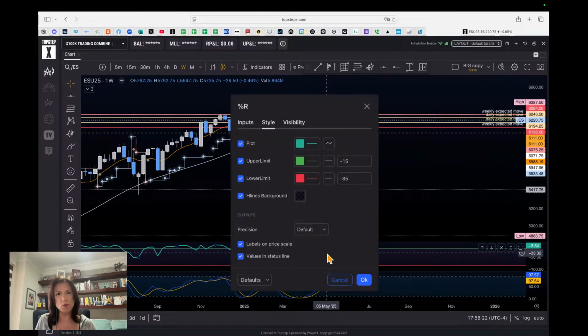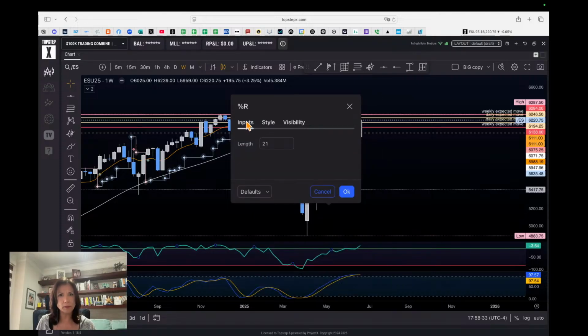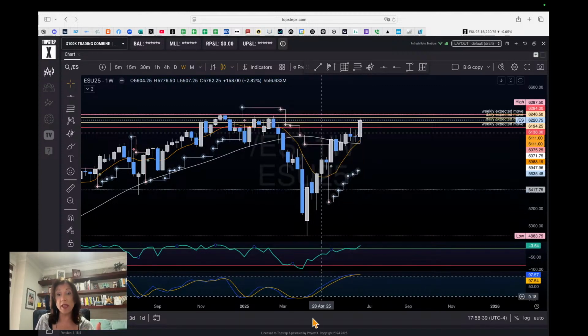So here's the Williams %R that I use. I have -15 on the low end. Excuse me, -85 on the low end, -15 on the high end. I use a 21 because I don't like to see a lot of wiggles. You can make it tighter if you like, but that's what I use.